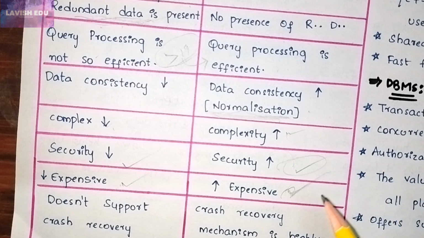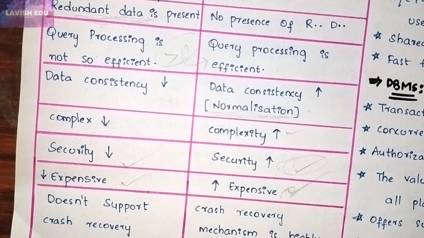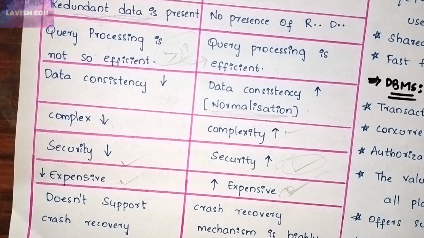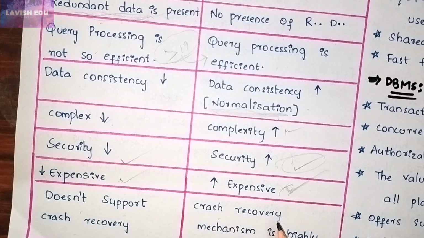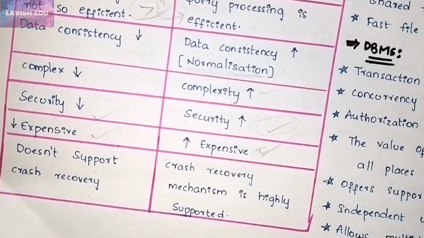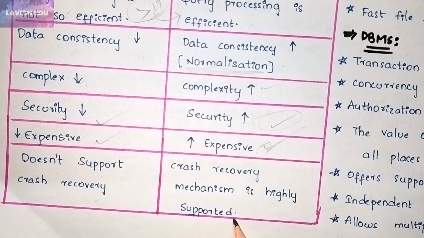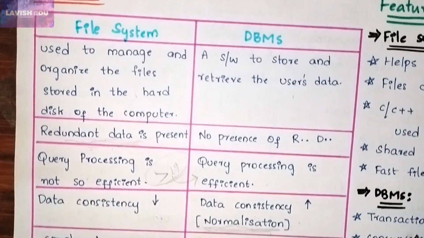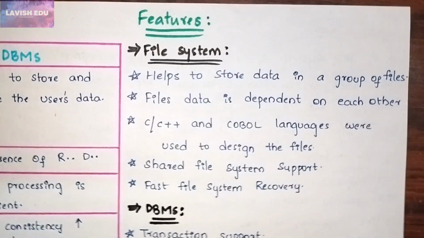through it in our workbench and make it secured, and it doesn't support crash recovery. That is, if we lose our data due to any reason, it won't help you to retrieve the data again. And in DBMS crash recovery mechanism is highly supported. That is, the database management system will help you to retrieve your data if any crash occurs in your database. These are some of the differences between the file system and the database management system.